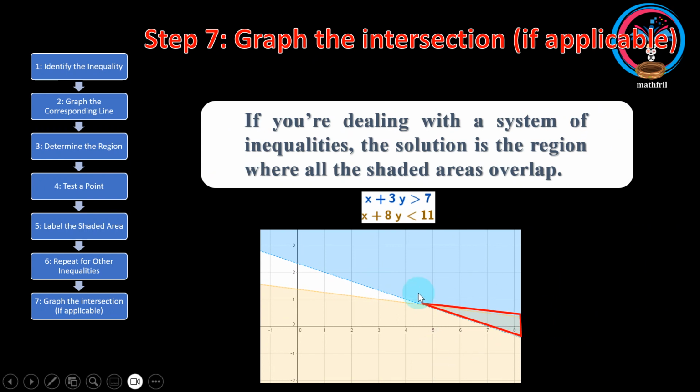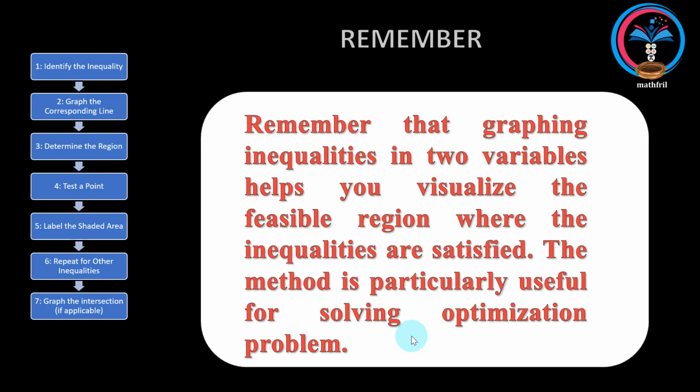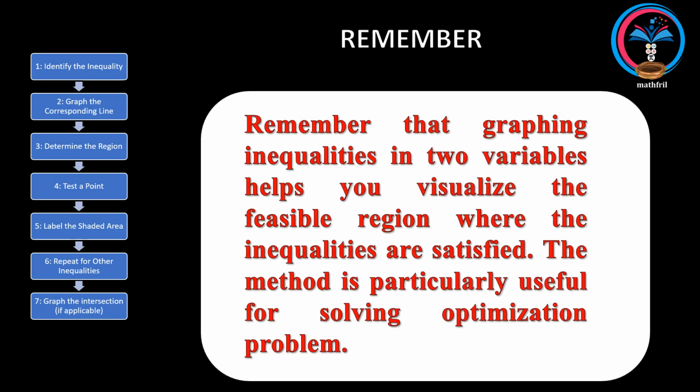Step number 7, we have a shaded region here. And this is the next lesson that we are going to discuss, which is more on the linear inequalities in 2 variables in the system. This is a system already. The shaded region here is the overlapping region where the 2 inequalities overlap. And remember, the importance of this lesson is you can solve optimization problems where the inequalities are important to visualize the feasible region. This is one of the methods.